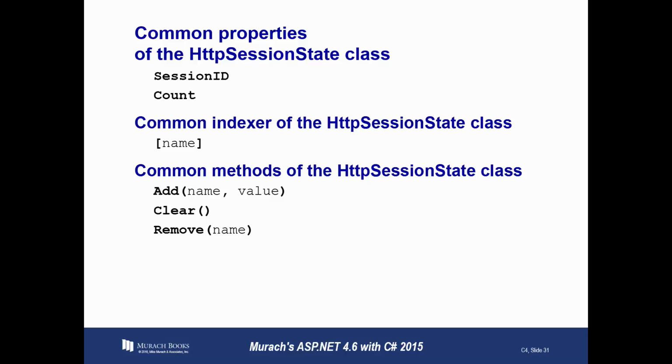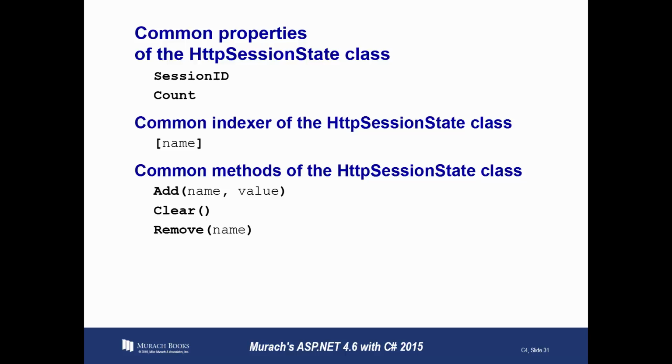As far as working with this, these common members, this is pages 150 and 151 in the book. First, we've got the SessionID, which is the unique ID of the session. Then we've got Count, which is the number of items in the session state collection. The Name, which is the value of the session state item with a specified name. Add, which allows us to add things to a cart. Clear, which removes all things from a cart. And Remove name, which removes a specified item from a cart.